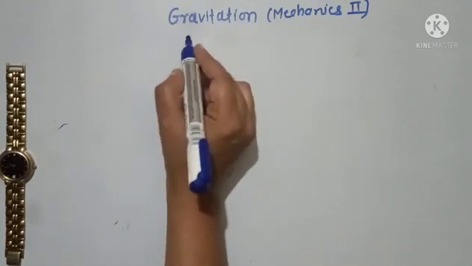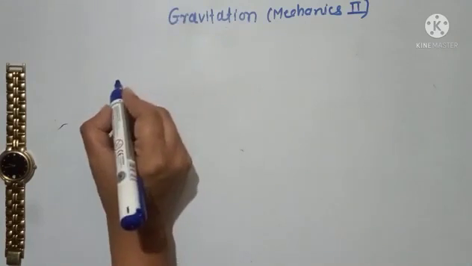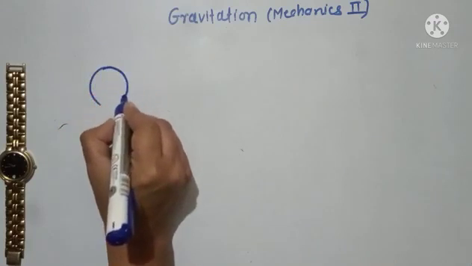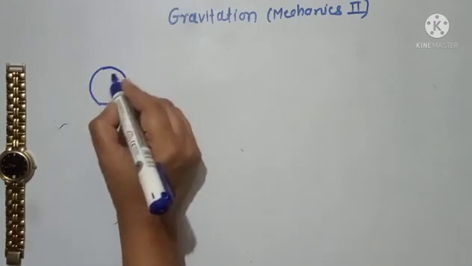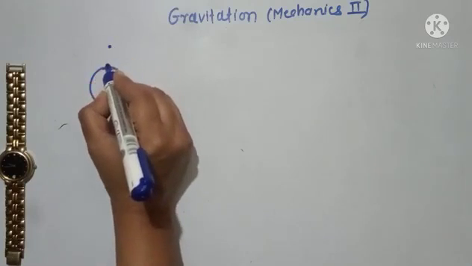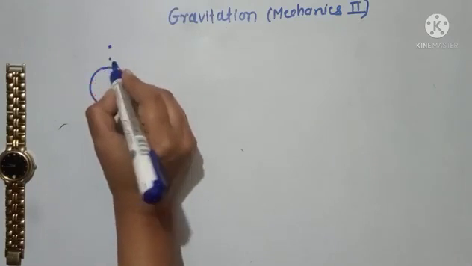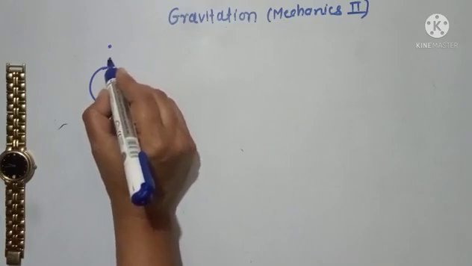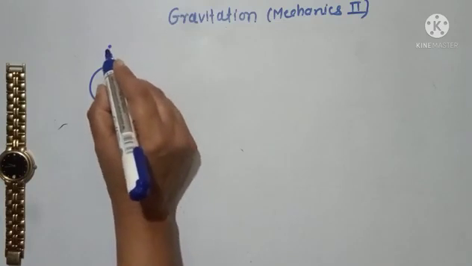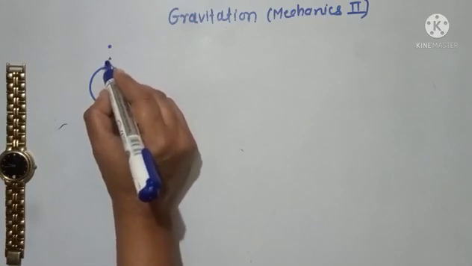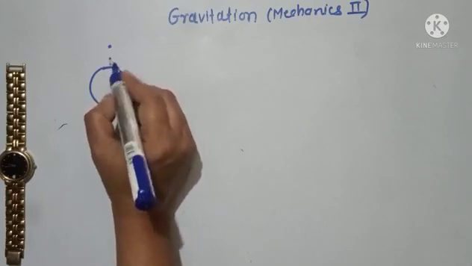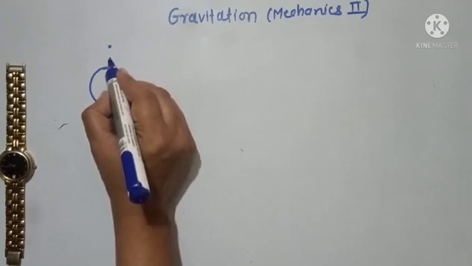Generally students have a misconception that gravitation is only related to the Earth's gravitational field. Suppose this is the Earth, and whatever force is applied by the Earth on any particle, whether it is a satellite, a human being, or a ball, anything like that. The force applied by the Earth on any object at a certain height from the Earth's surface, that is only the gravitational force. This is how students misconceive gravitation.